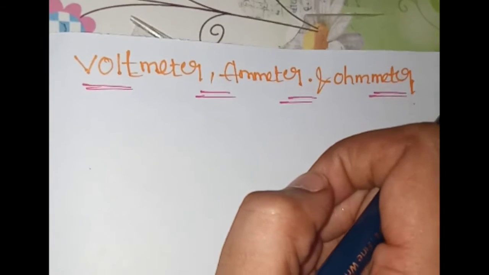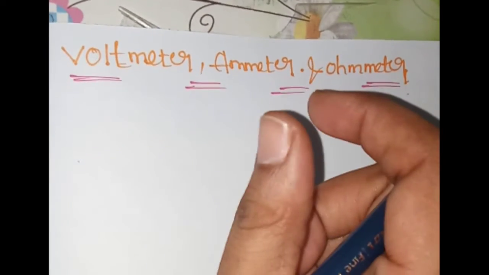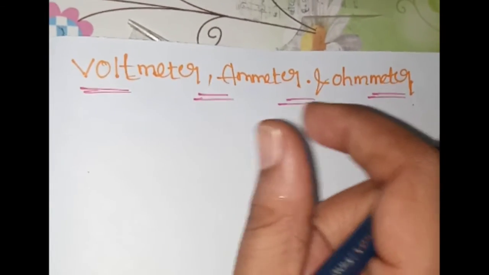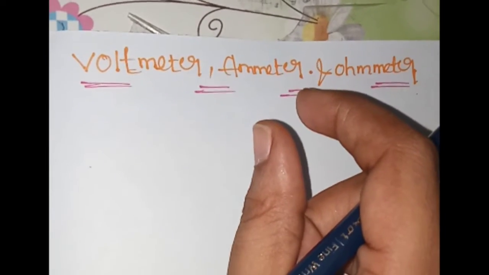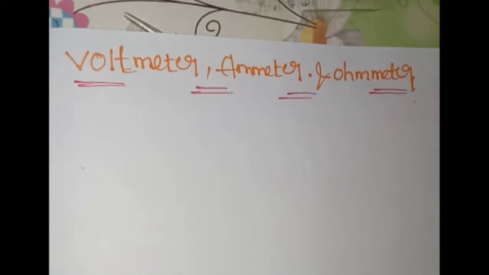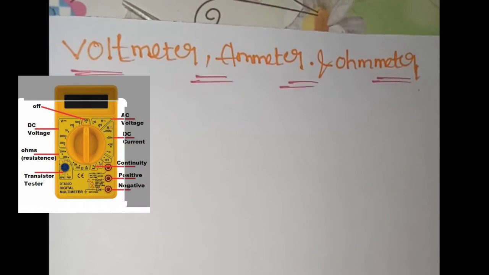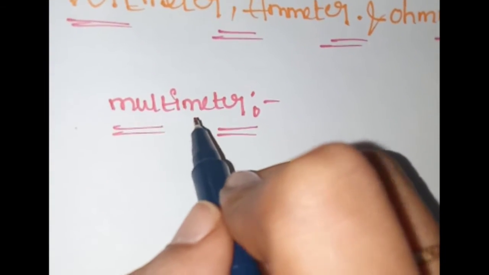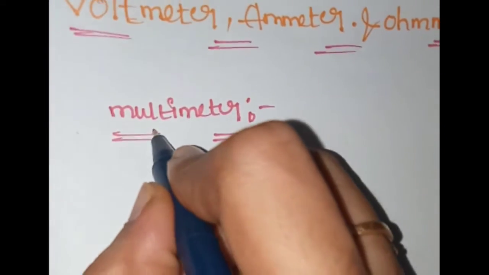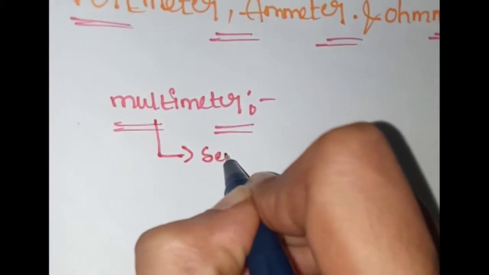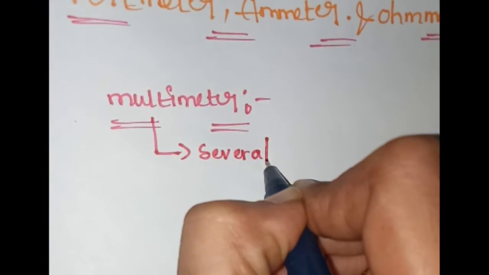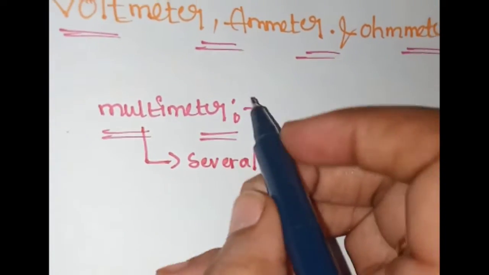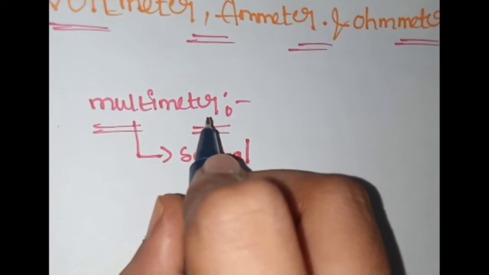of multimeters. The multimeter is nothing but an electronic measuring instrument. The basic multimeter is displayed on the screen. See that one. Multimeter, the name itself, multi means several. That means several meters connected in a single unit is known as a multimeter.